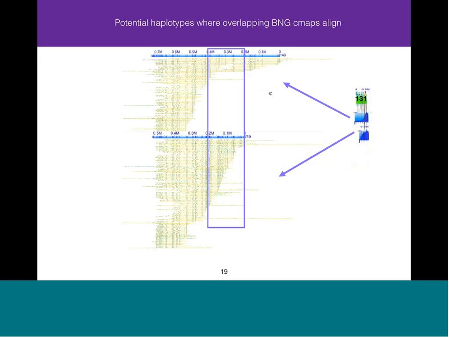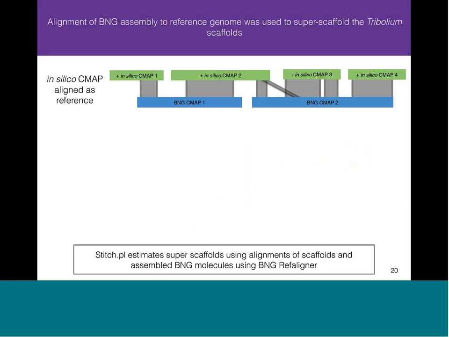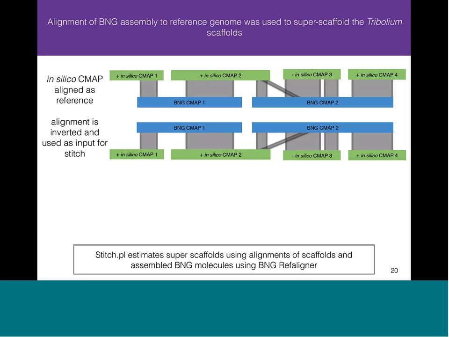Okay, so another thing that we do with XMaps is use them to super scaffold our scaffold files. So we do that by producing an XMap alignment, and we always align with the in silico CMAP as the reference because that's recommended for the BNG aligners. Then we invert that alignment so that we can find instances where BNG CMAP scaffolds in silico CMAP.